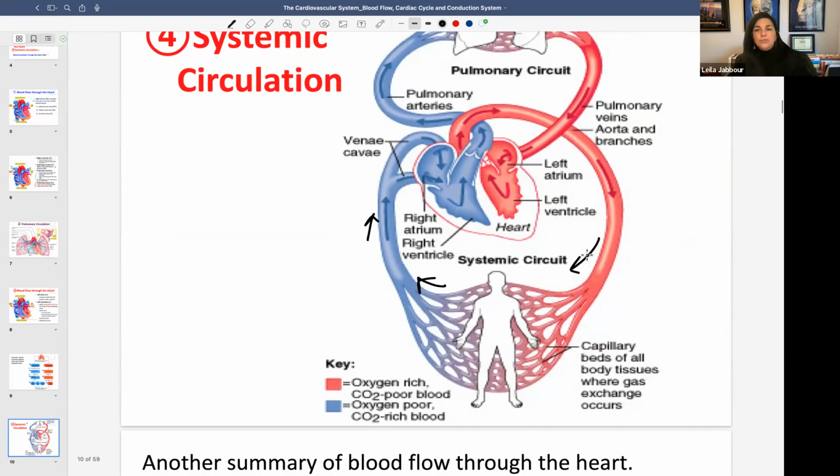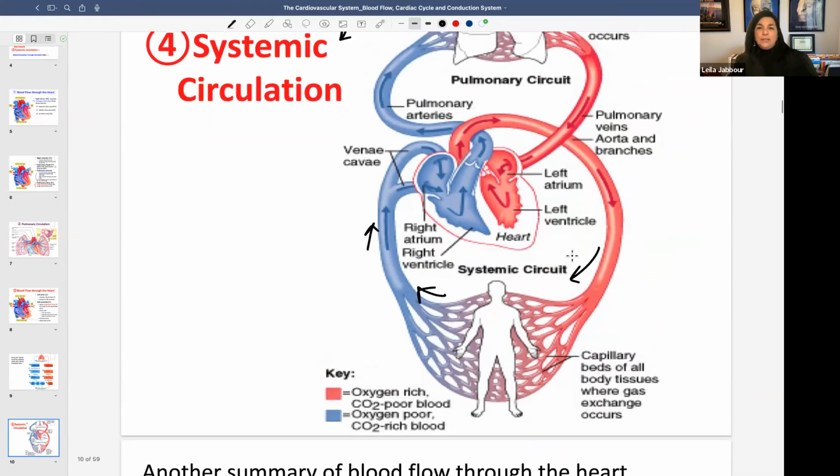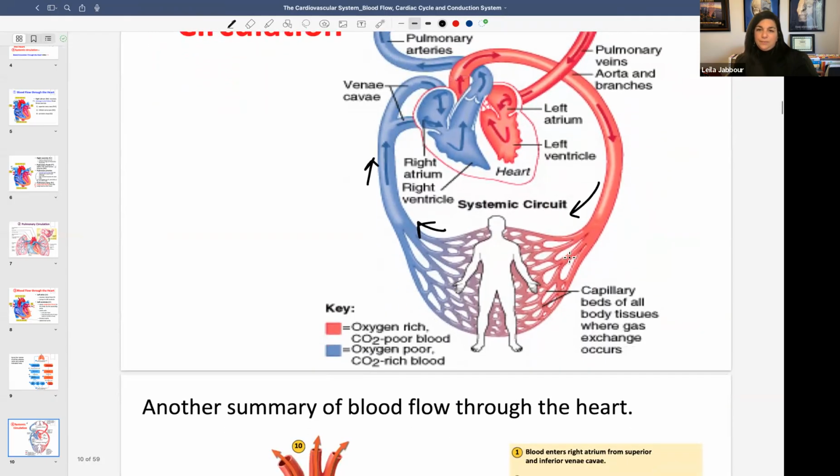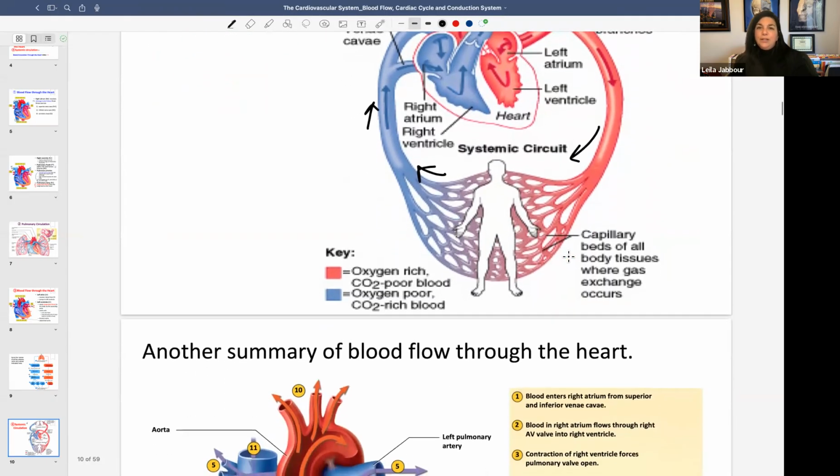So we'll talk about vessels and their structures and what makes them different, arteries versus veins. This is a separate chapter that I'm going to present a bit later in a different lecture.